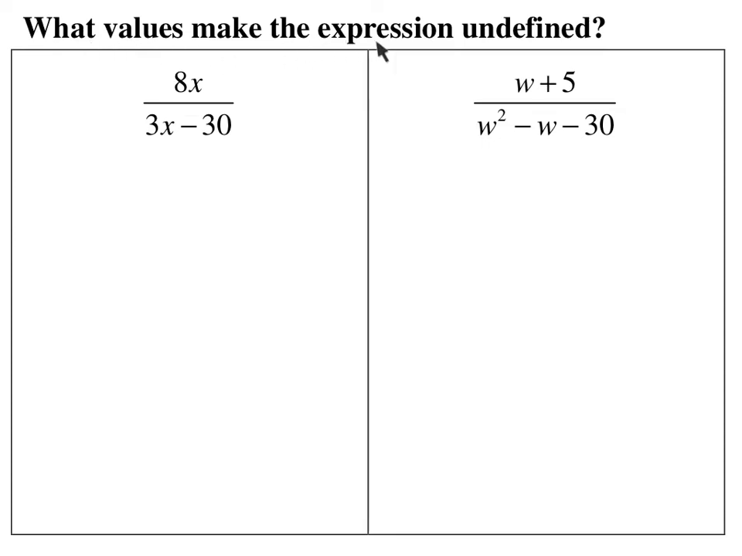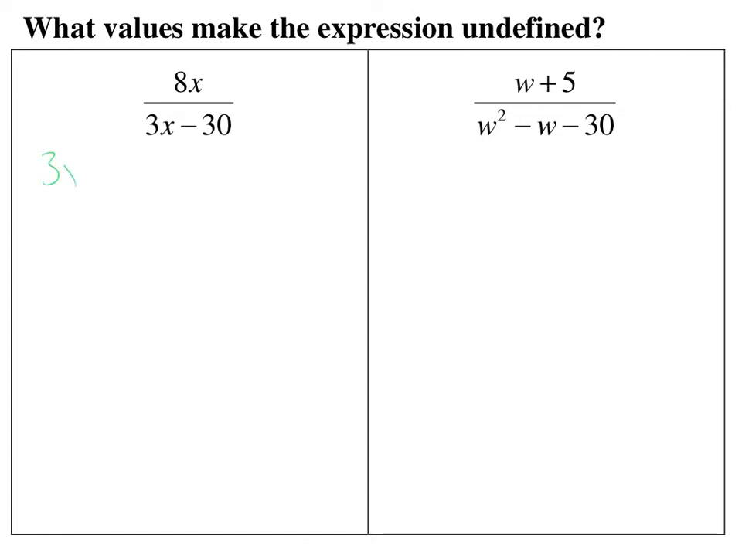All right, what values make the expression undefined? We're looking for the restrictions, is what that's called. So what makes this undefined is what would make the denominator of this 0. Those make it undefined. So what would make this 0?